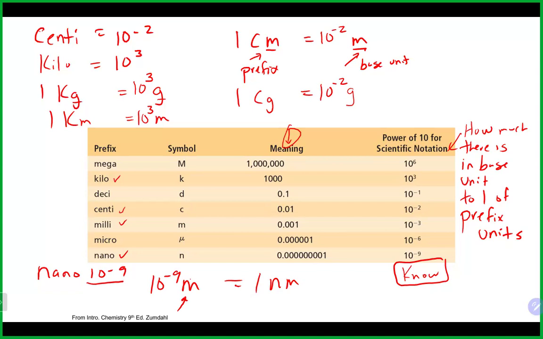Once again, pretty much know this table. I think it comes from your book; you have pretty much this table in your book. Like I said, the ones I put check marks around, the kilo, the centi, the milli, the nano, are probably the ones you'll see the most in our class, but you are responsible for the others. Any questions on that? Okay.